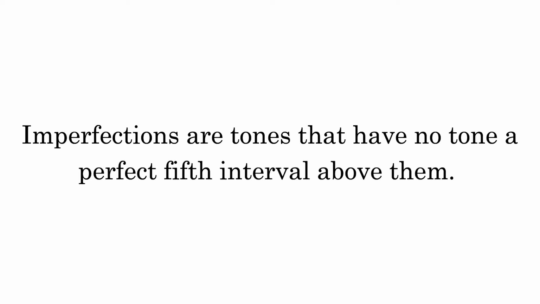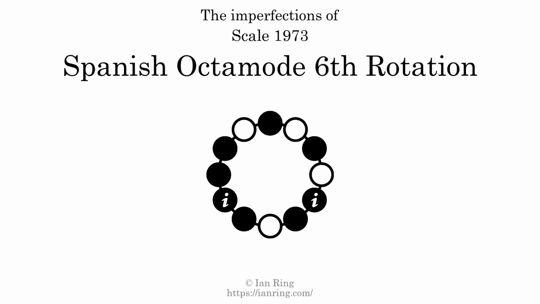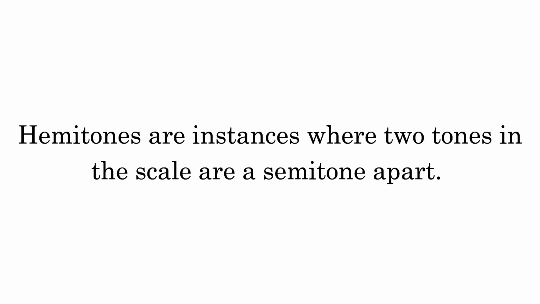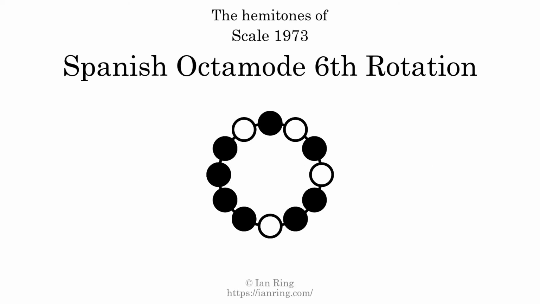Imperfections are tones that have no tone a perfect fifth interval above them. This scale has 2 imperfections. They are at positions here and here. Hemitones are instances where 2 tones in the scale are a semitone apart. This scale has 4 hemitones. They are at positions here, here, here, and here.